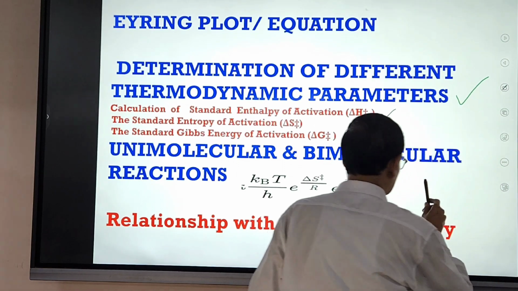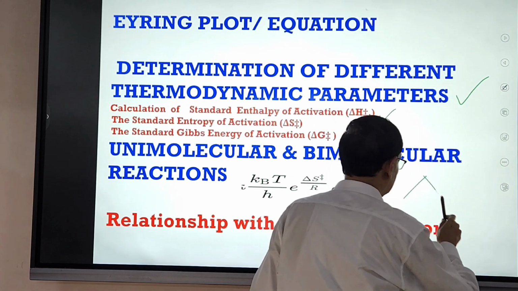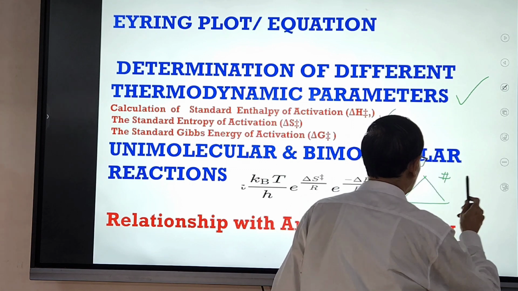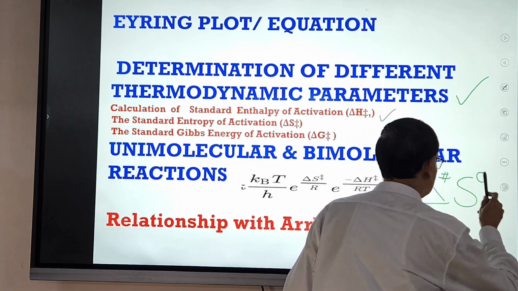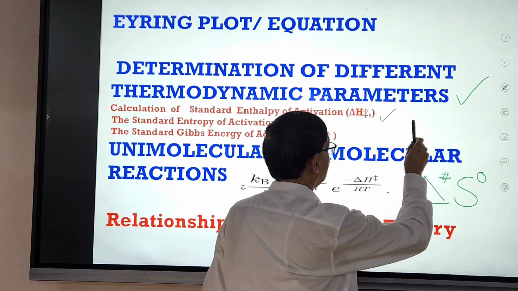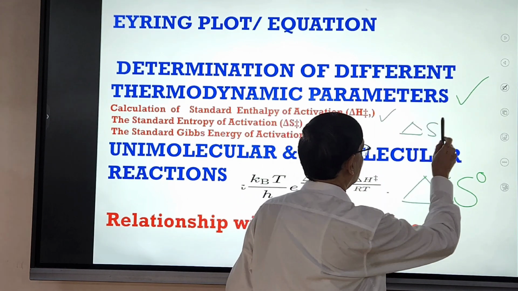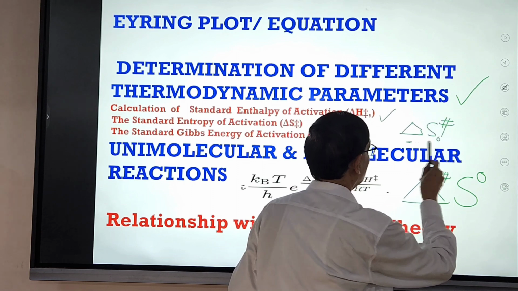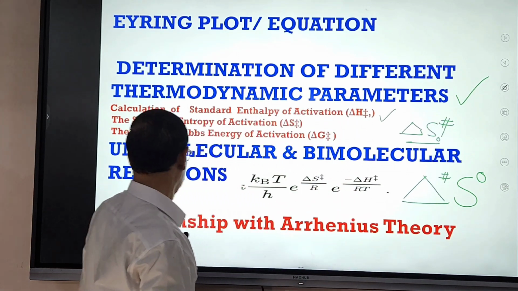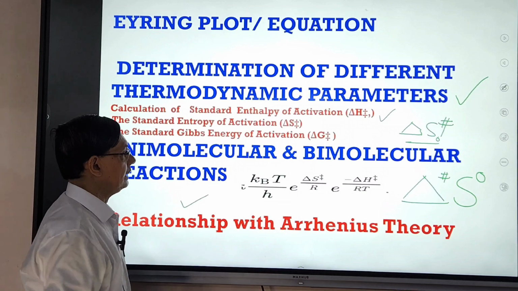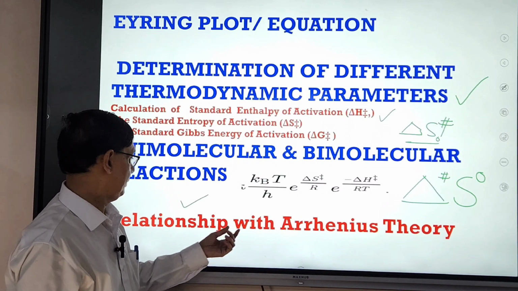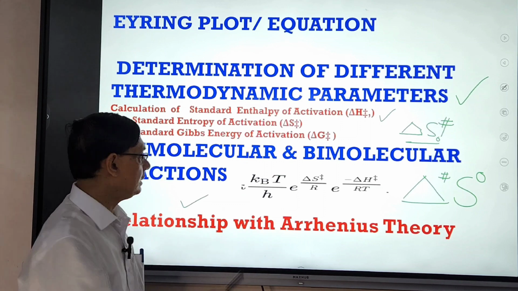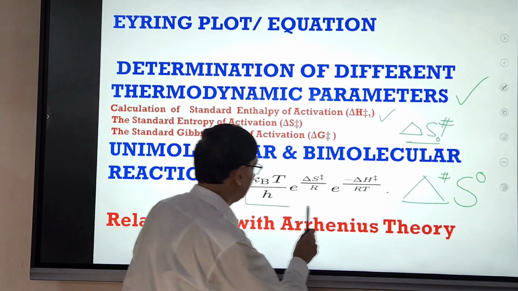Suppose we can write it like that. It is actually standard; sometimes you can write it like that also. There are many methods, so don't worry about this. The third application is the relationship with Arrhenius theory. This is a common application.